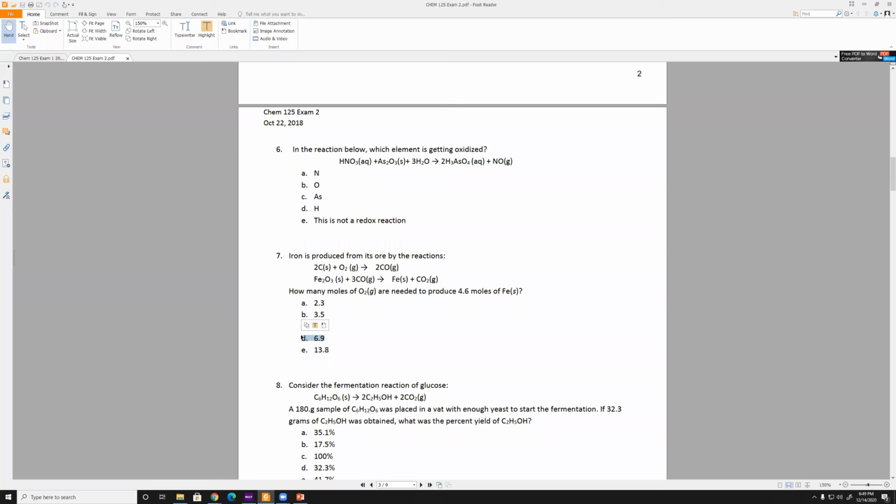Ooh, yeah, it's tough. Not balanced. Yeah, so you balance it, then you do that. Okay. So the way you would balance this, you'd put a 2 in front of the Fe, and then you have 6 of these. You put a 2 in front of the Fe, 3 in front of the CO2, and that would work.